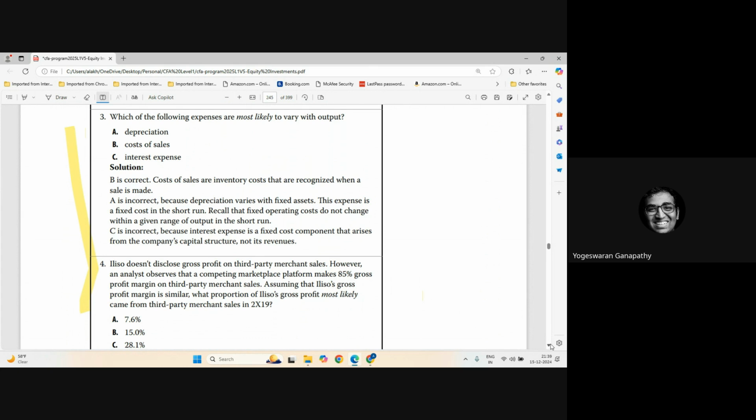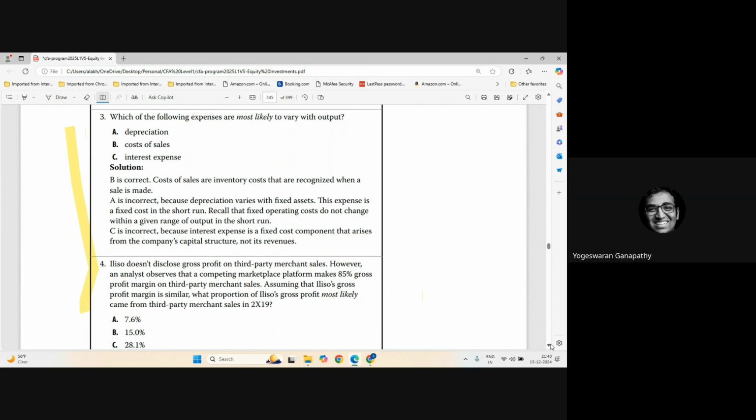Eliso doesn't disclose gross profit on third-party merchant sales. However, an analyst observes that a competing marketplace platform places 85% gross profit margin on third-party merchant sales. Assuming that Eliso's gross profit margin is similar, what proportion of Eliso's gross profit most likely came from third-party merchant sales in 2019?